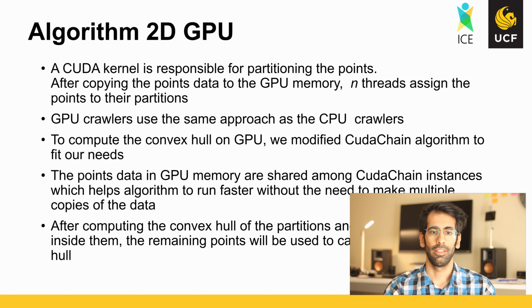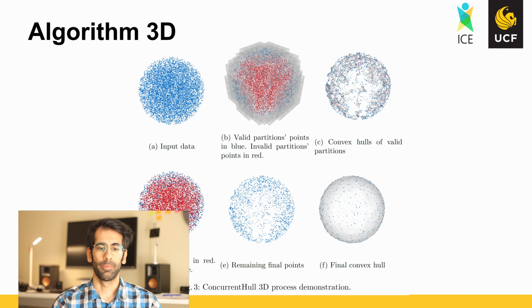After finding the valid partitions, we have modified a CUDA chain algorithm to fit our needs to find the convex hull of the points. So we run CUDA chain on each valid partition in parallel, and then we will have the pruned points. We remove them and we will have the final points, and we use CUDA chain again on those to find the final convex hull. The 3D algorithm works the same as the 2D algorithm with some small modifications.